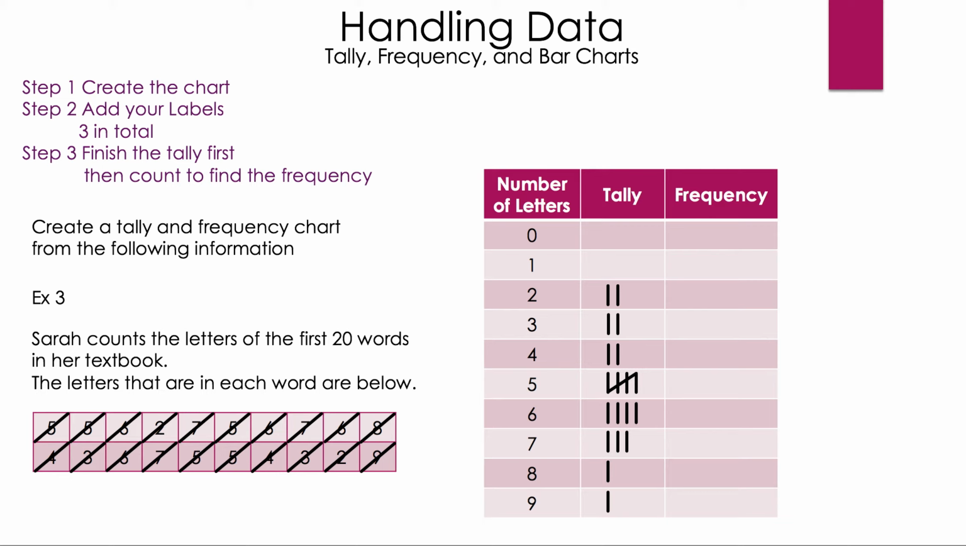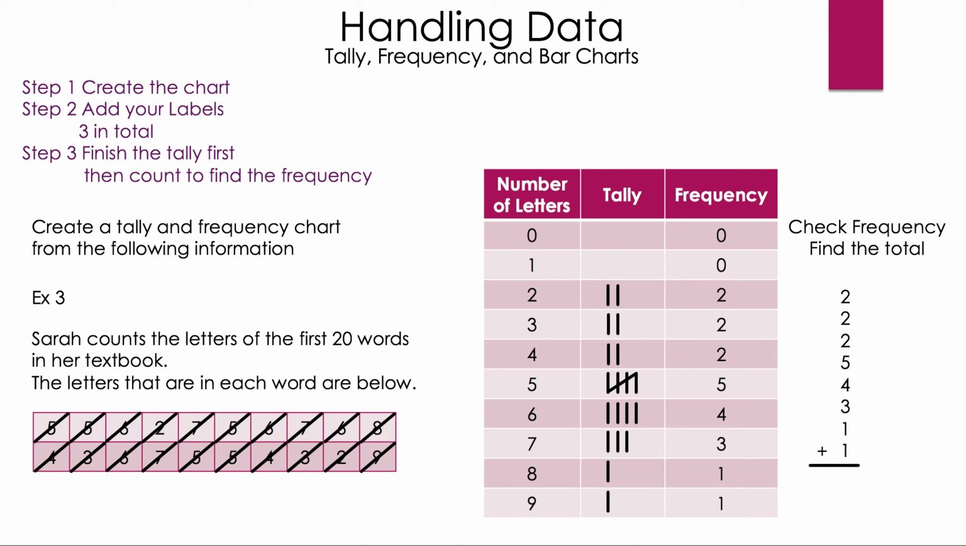Okay, so now for the frequency part, we're just going to count how many tally marks are in each section. So when we do that, we have 0 for 0, 0 for 1, and then the rest you can visually see how many tally marks create the frequency. So let's move on. Before we do that, we need to check the frequency and find the total just to make sure that it is still the same as before.